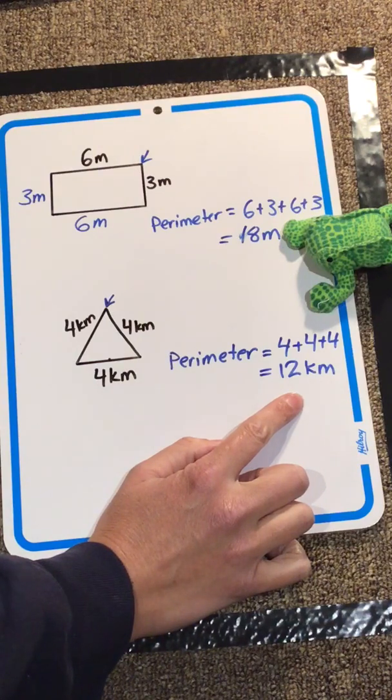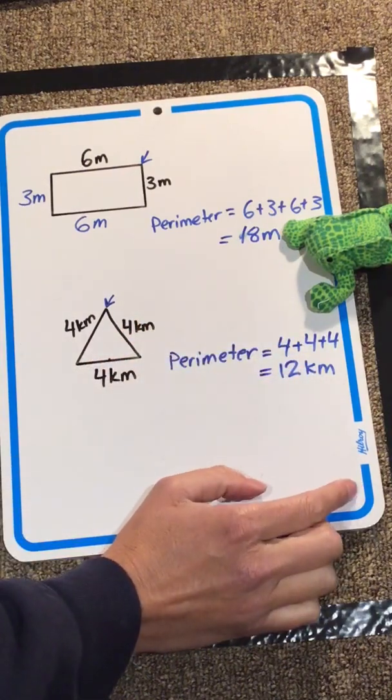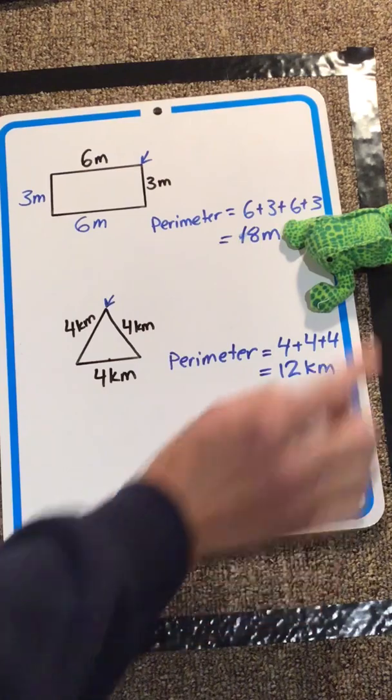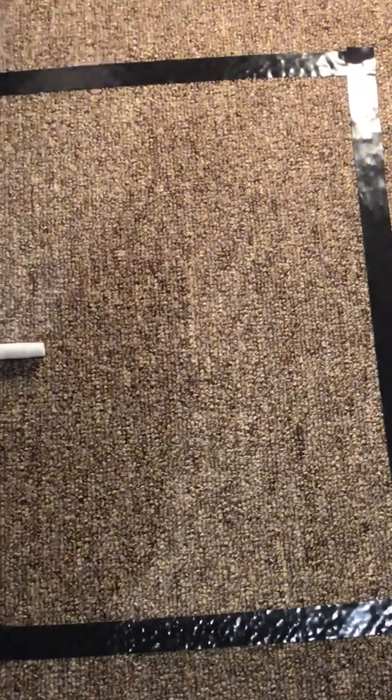So just be really careful when you're answering this question in your math book where it asks you to rate the different shapes by the size of their perimeter. Check which order they're asking you to do it in, and also look carefully at those units. They make a difference.